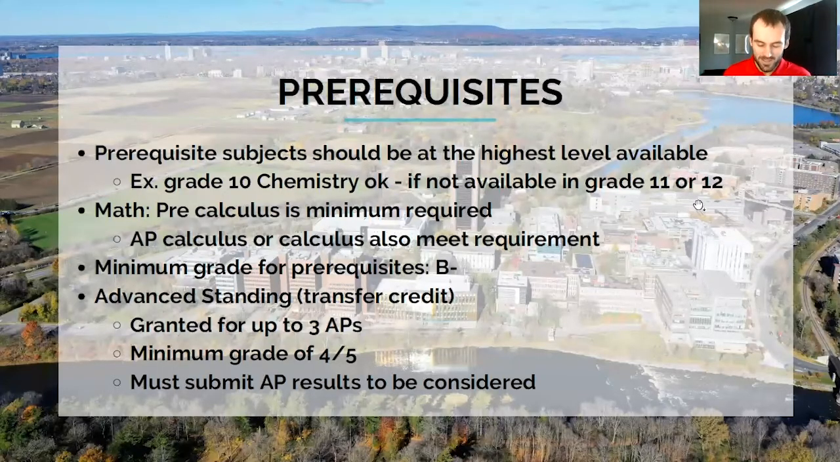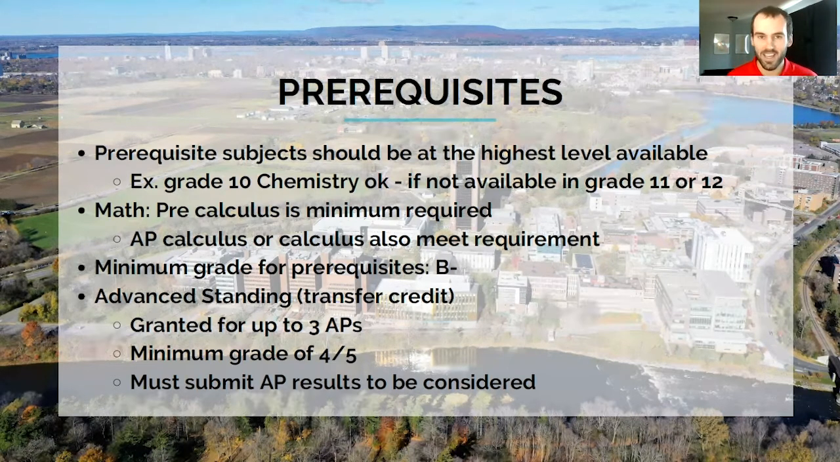Now, in terms of prerequisites and highest subject level available, this is what we're referring to here. In some American curriculum schools, for example, the sciences are taken at different levels throughout high school. So for example, chemistry may be covered in grade 10, and then that's the highest level you can take it at. Biology may be offered in grade 11 and then physics in grade 12. If this is the case, we require that your prerequisites be taken at the highest level possible. So if chemistry, for example, was only available in grade 10 and wasn't available at the grade 11 or grade 12 level, then the grade 10 chemistry is okay.